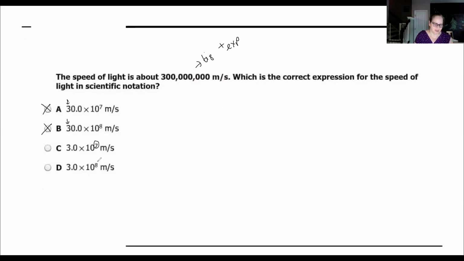So we just need to know, is it 7 or 8 hops? Where's the decimal? Right here. 1, 2, 3, 4, 5, 6, 7, 8. 8 hops. And there we go.